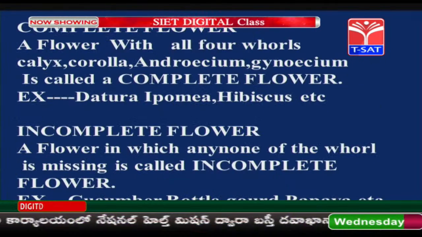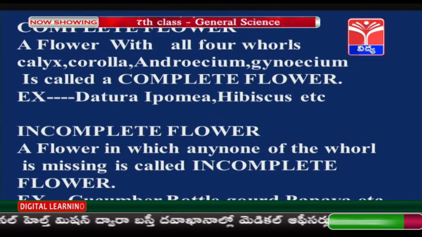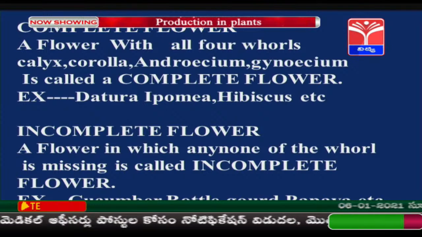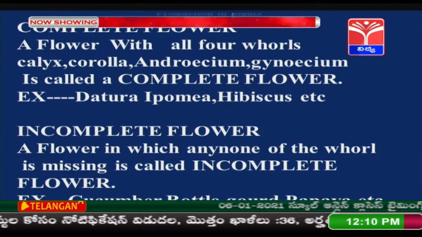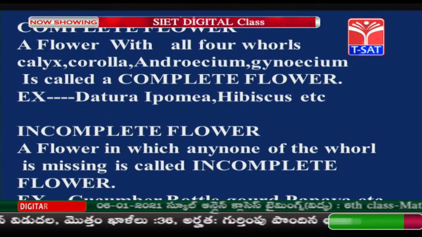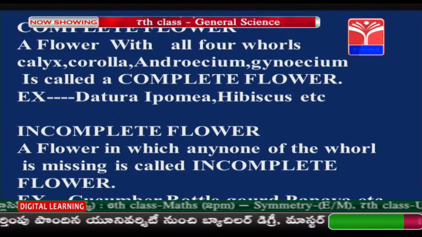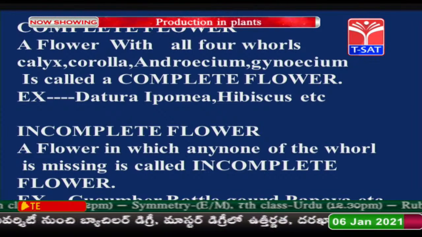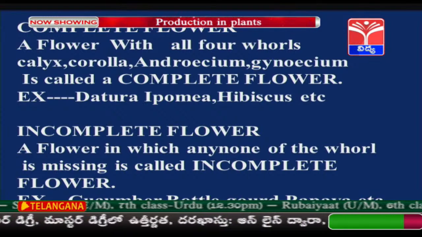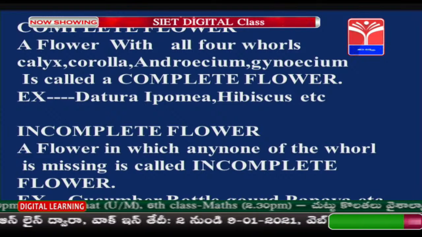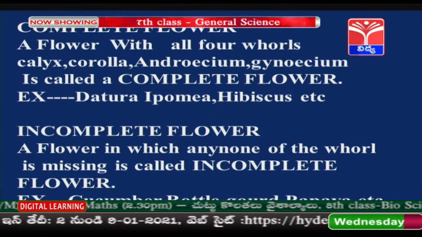A complete flower means nothing but a flower with all 4 whorls. What are the 4 whorls? Calyx, corolla, androecium, gynoecium. If all these 4 are present, then it is called a complete flower. Examples are datura, ipomea, hibiscus. Mostly complete flowers are bisexual flowers, isn't it, children? Yes. Now, what do you mean by an incomplete flower?